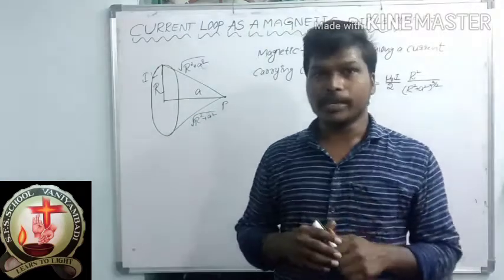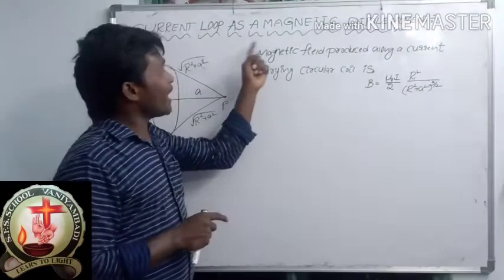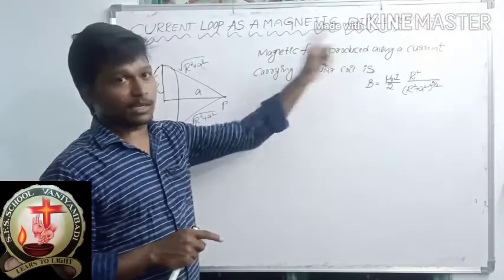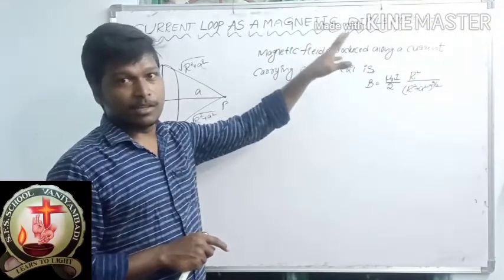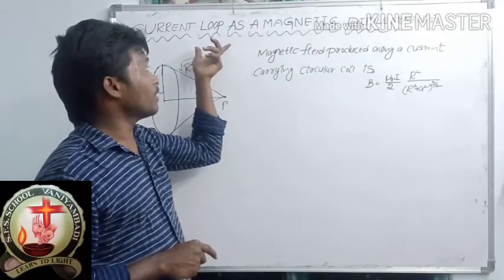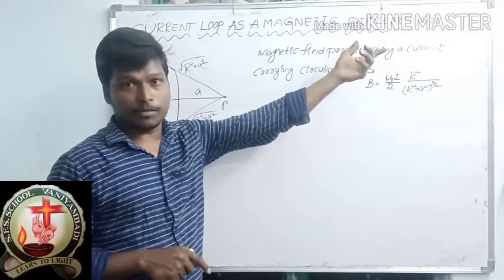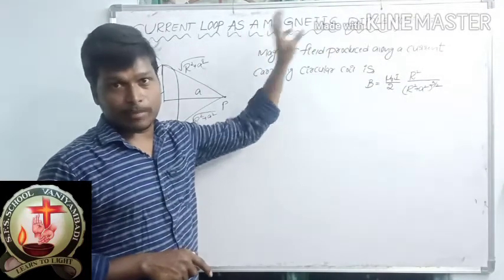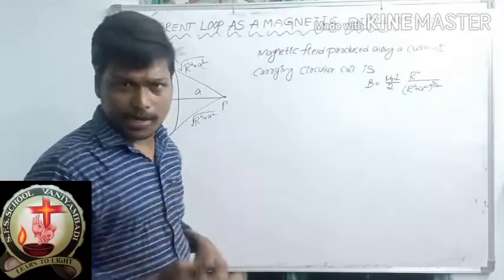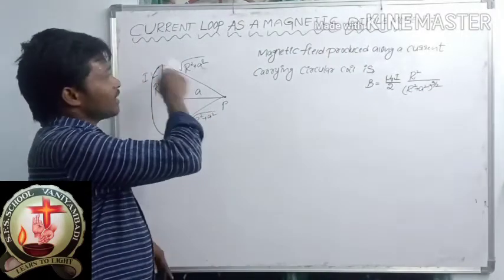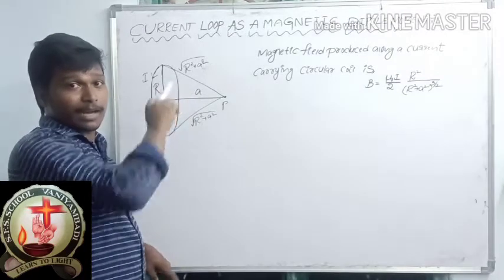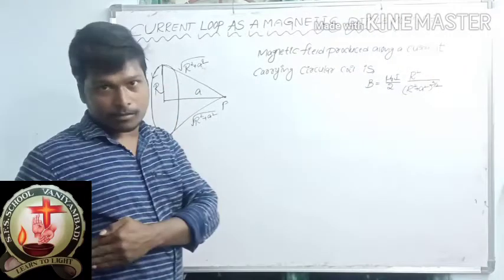The topic is current loop as a magnetic dipole moment. That means how this current loop will act as a magnetic dipole moment. I already told you about the magnetic field produced along a current carrying circular coil. Now we only need to finish this topic.